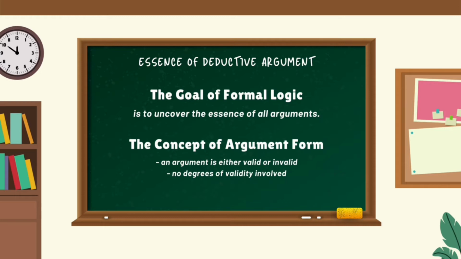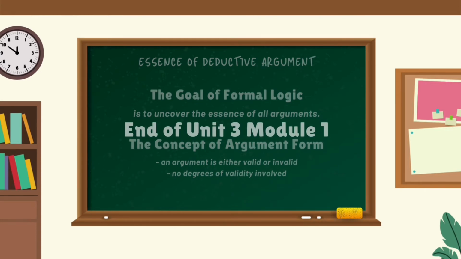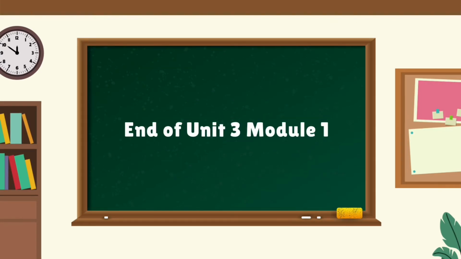Accordingly, formal logic was not intended to aid us in understanding the kinds of arguments occurring in natural languages. However, it helps us identify valid arguments and avoid the invalid ones. These invalid argument forms are generally known as formal fallacies. And with this, we have reached the end of Unit 3, Module 1.